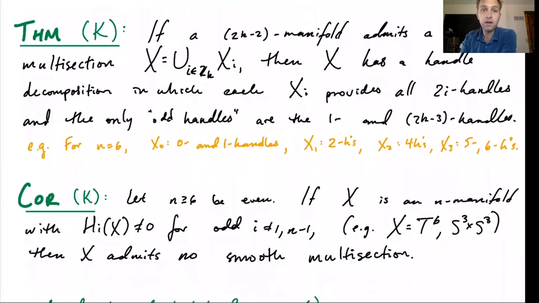Okay, what I want to tell you about is an obstruction to the existence of smooth multisections in even dimensional manifolds. And what this comes from is this theorem, which tells you that if you have a smooth multisection of an even dimensional manifold, then there's a handle decomposition of that manifold in which each piece contributes a specific type of handle. For example, if you have a 6-manifold, the theorem says that you can put a handle decomposition in which your first piece contributes the 0 and 1 handles, your second piece contributes the 2 handles, your third piece contributes the 4 handles, the last piece contributes the 5 and the 6 handles, and crucially, there are no 3 handles. There's an analogous statement like this for odd dimensions, but it doesn't lead to this type of obstruction.